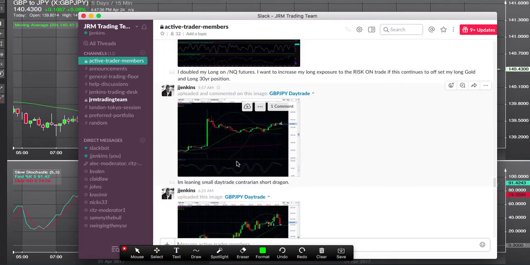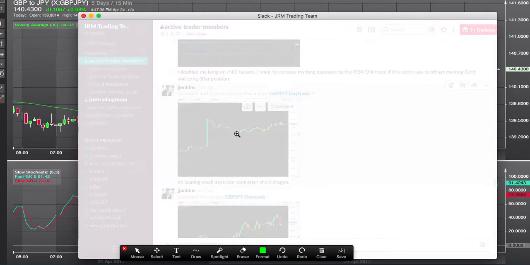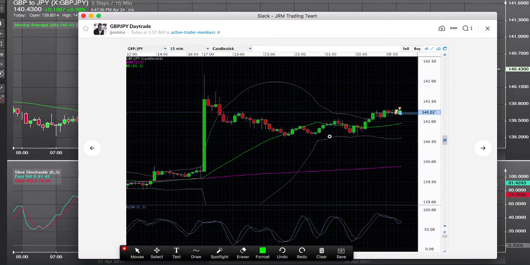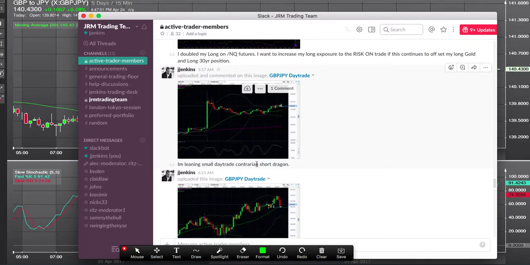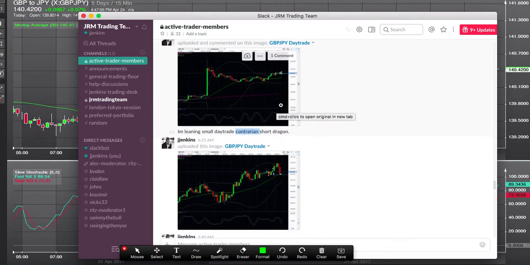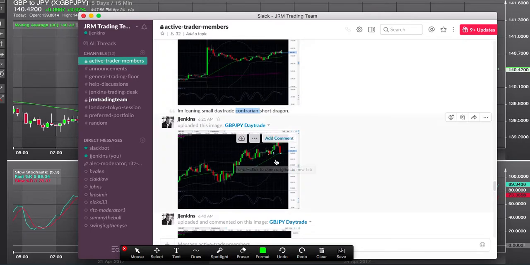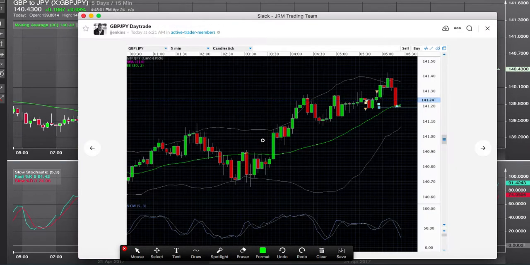So this is me signaling on gold. Now here's me starting a pound yen trade. This is a 15-minute chart. The 15-minute cycle was down, and we were moving up into the 30-minute cycle. I even mentioned here contrarian short, so being aware of where you are in the trend. This is an opportunity to go short, and then we start working into the position.